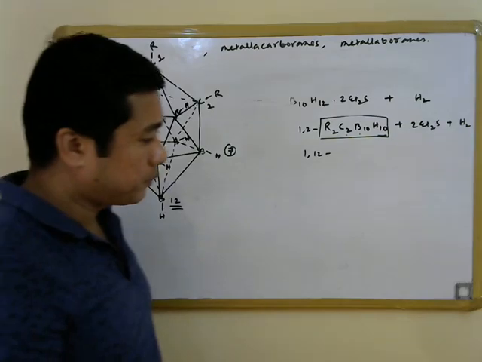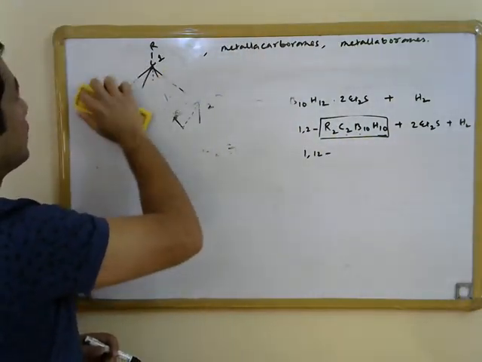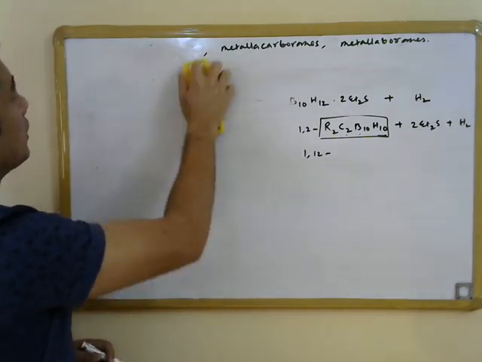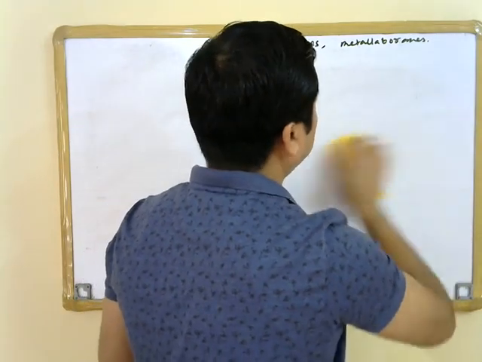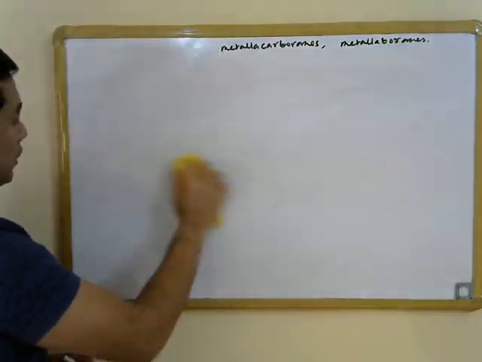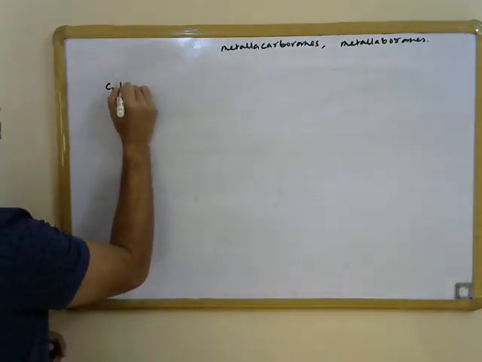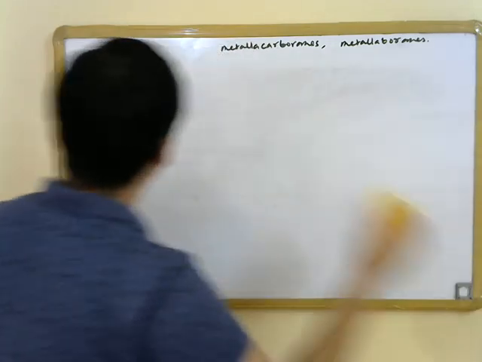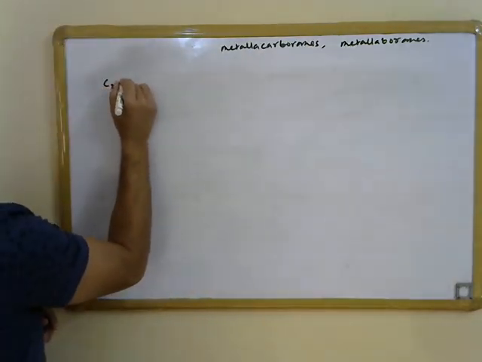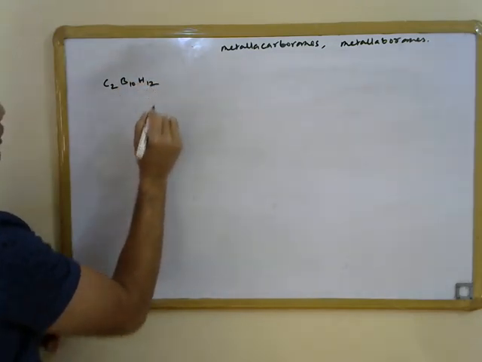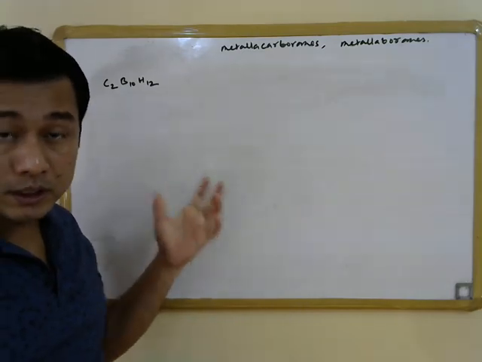So now let us see how we can use a carborane and then obtain a metallacarborane. So we will use C2B10H12, which has similar structure to the carborane that we have, for which we have already deduced the structure.